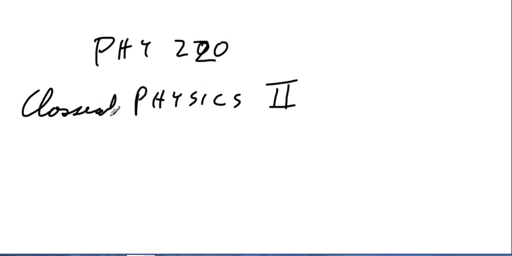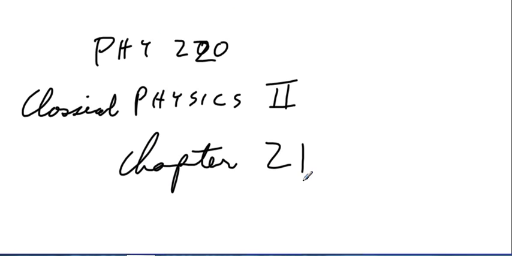This is Physics 220, which is Physics 2, Classical Physics 2. All right, well, that's good. And we're in Chapter 21, Working Problems. We'll start with problem number 6.